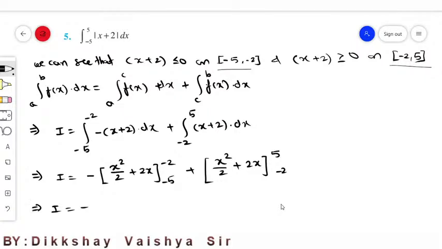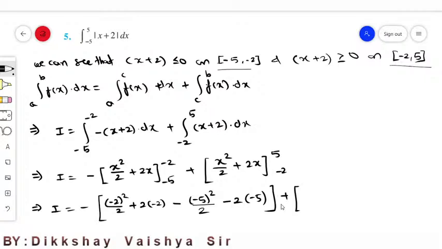I is equals to, minus will be as it is, minus 2 चा square upon 2 plus 2 into minus 2x. Now minus times minus 5 चा square upon 2 minus 2 into minus 5. This will be the first integrating limit. Then next, this will be quite simple, 5 square upon 2 plus 2 into 5. Then next, minus times minus 2 चा square upon 2 minus 2 into minus.